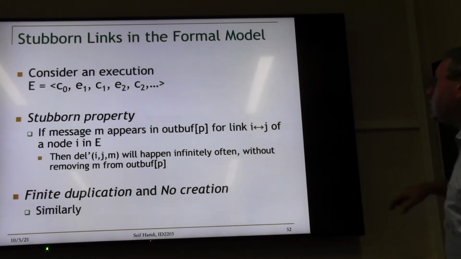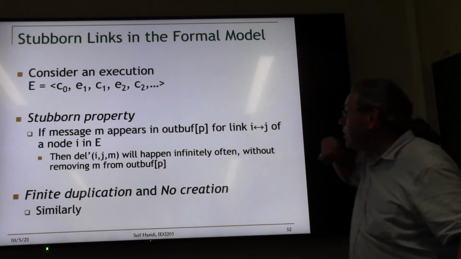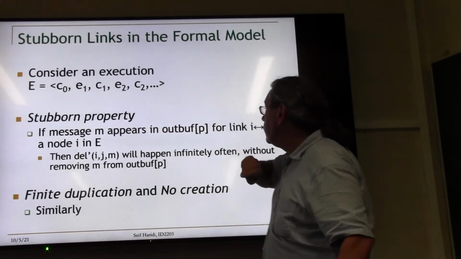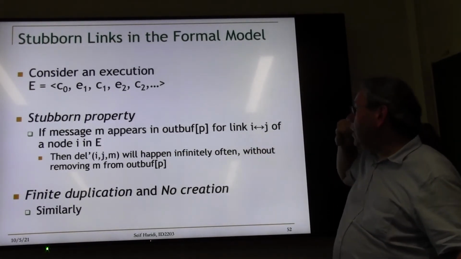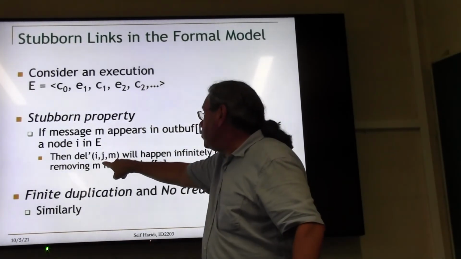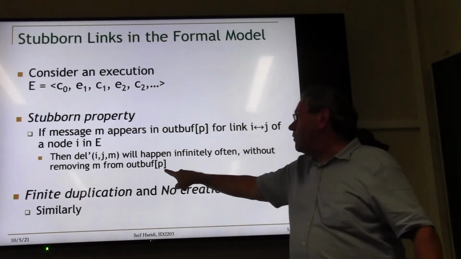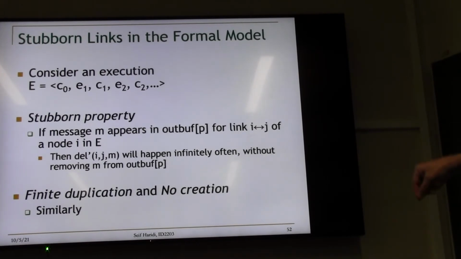So you could define stubborn links in the formal model too. Just show you how you could do that. So here's an execution: C0, C1, C2 with events. If the message appears in the outbuff of P for some link, the idea is that deliver(i, j, m) will happen infinitely often without removing m from the outbuff. So the message will always stick in the outbuff. Even if you transfer it to the inbuff, it will still be in the outbuff. So basically it will be sent an infinite number of times. Okay? So that's one way you could model it.